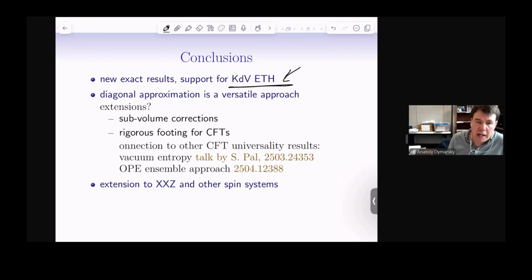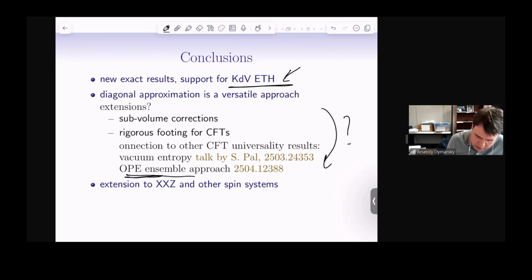It's very clear that the diagonal approximation is a versatile approach, and it will be very, very interesting to work out the extensions. I think if one thinks seriously about the subsystem Hamiltonian and eigenstates of a subsystem, there should be a relation to the properties of OPE coefficients. And there was a paper recently where people used the statistics of OPE coefficients to say something about entropy. And I think there should be a relation between what we did, at least conceptually, and their approach. But I do not know how to do it rigorously. And I think that would be very interesting.